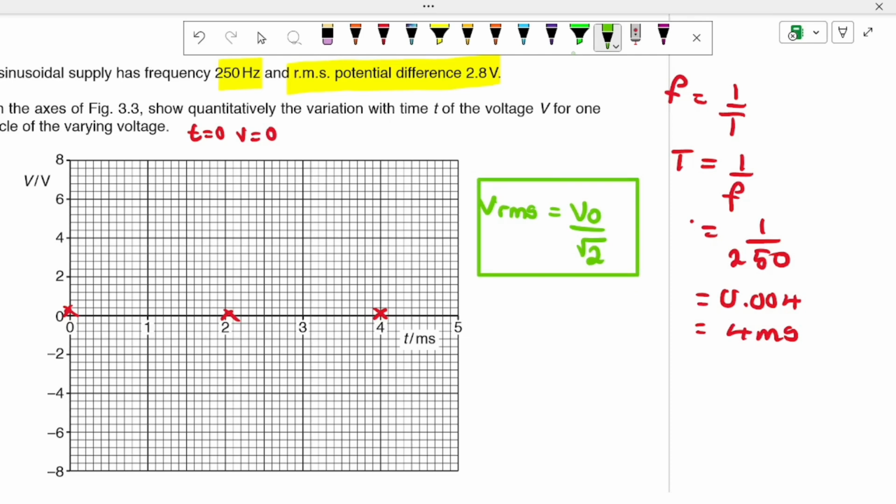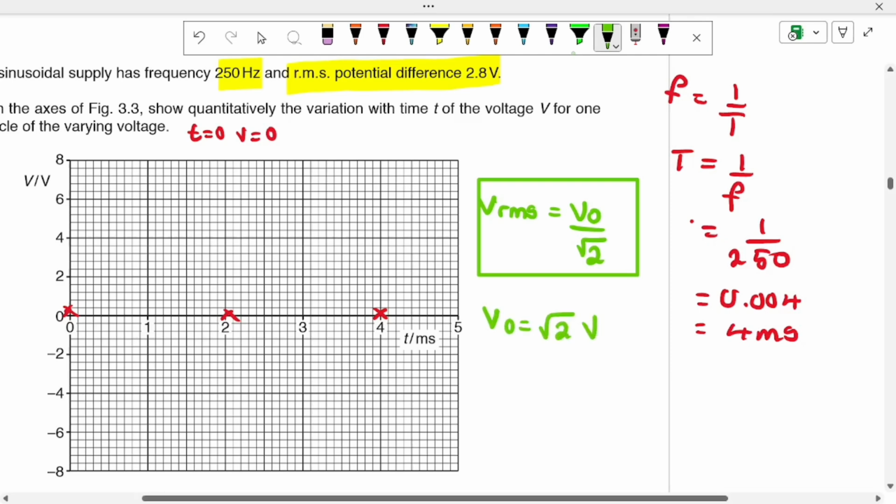But then here we're going to get a value of V naught, which is going to be equal to root 2 times the V RMS. So I'm going to have root 2 times 2.8 being equivalent to 3.959, and so forth. So I can just round this off to 4.0. So my maximum V here is going to be 4.0, going to occur here. My maximum V here is going to be minus 4.0. My maximum V here is going to be 4.0.